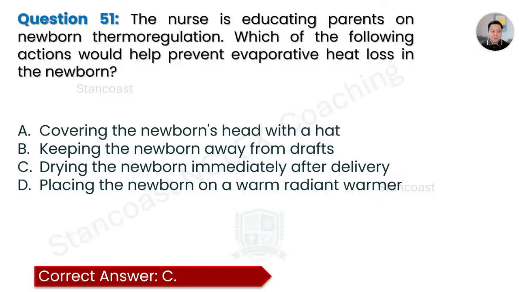B is something that you have to discard as well because keeping the newborn away from drafts prevents convective heat loss, which occurs when heat is lost due to air movement across the skin. And D is also an incorrect option. Placing the newborn under a radiant warmer helps prevent heat loss via radiation, but does not address evaporative heat loss.